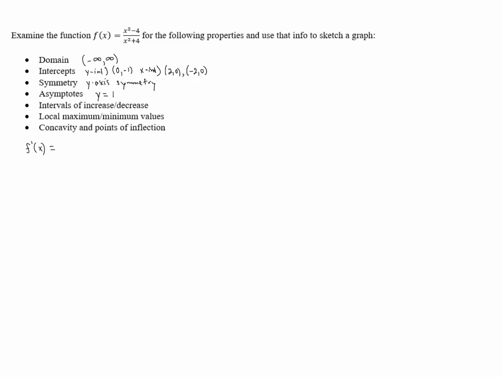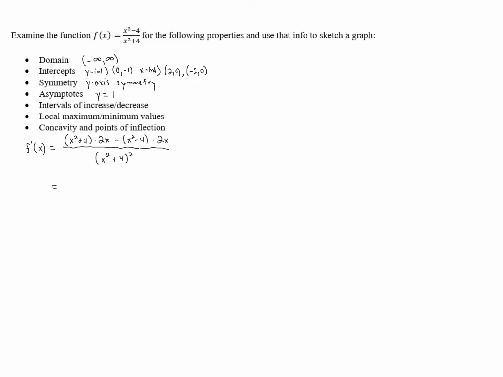Remember, when we're dealing with a rational function, we've got the quotient rule, and we've got that way of remembering the quotient rule, low d high minus high d low. So we've got the lower function, x squared plus 4, times the derivative of the higher function, which is 2x, minus the higher function, x squared minus 4, times the derivative of the lower function, which is also 2x, all over the lower function squared, x squared plus 4 squared.